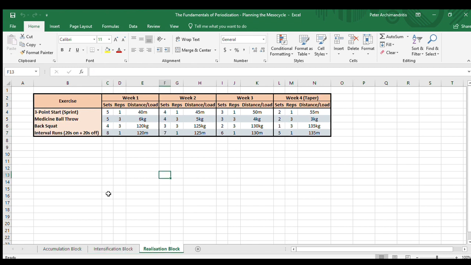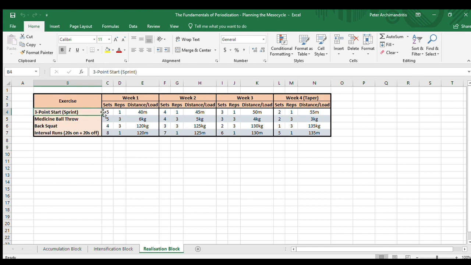And finally, we have the realization block. Again, we're going to have the same exercises here, but this time what we're going to do is we're going to reduce the volume while subsequently increasing the intensity, and this is going to really help us to perform at our peak when it counts. So this time in week 4, instead of having a deload, we have a taper. So a taper is going to be essentially the same thing, but the purpose of a deload is to reduce fatigue, whereas the purpose of a taper is to reach peak performance, which is going to include reductions in fatigue, but it's designed to allow us to perform at our best.